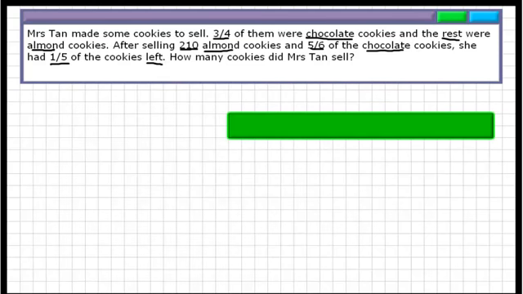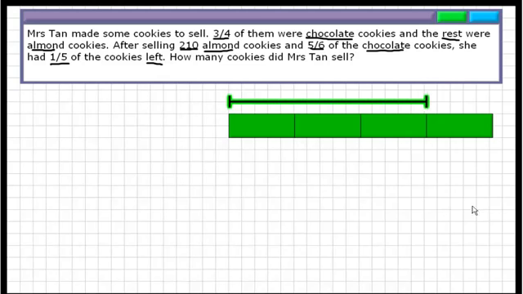We will have 4 equal parts, and we shall label them 3/4 chocolate cookies, and the rest, which is 1/4, would be almond cookies. This would be chocolate cookies and almond cookies.